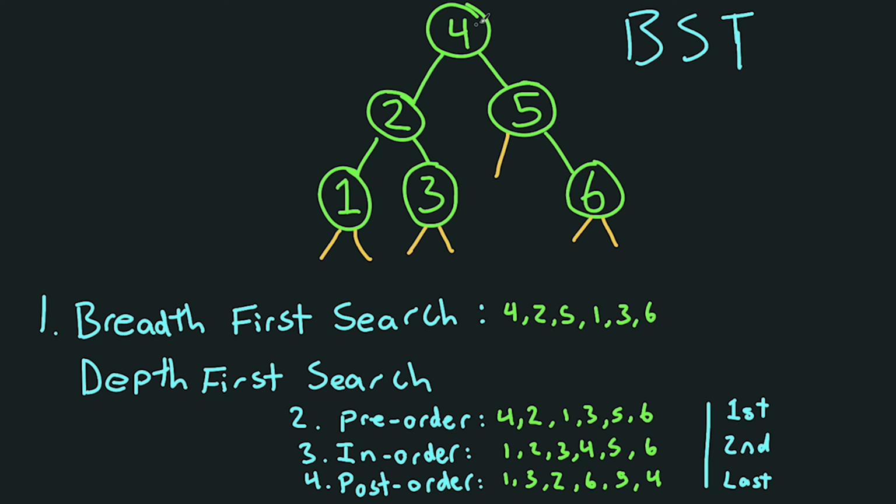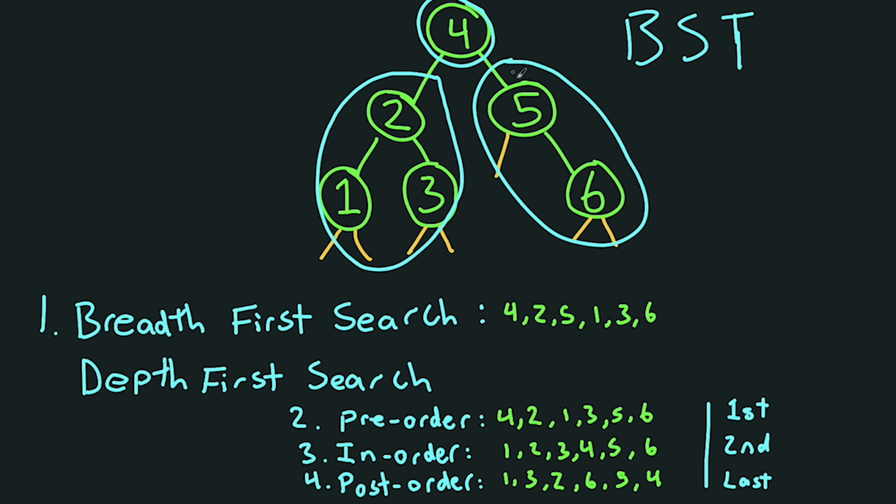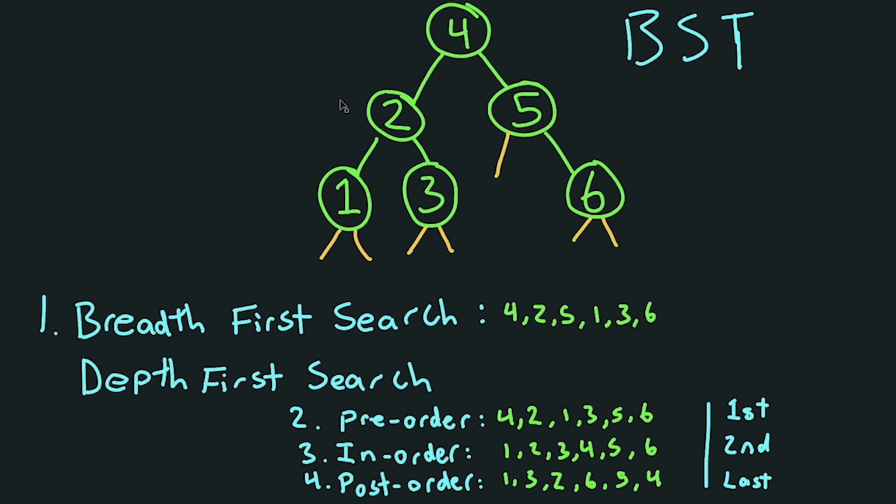What that means is that for any given node in the tree, the elements in its left subtree are going to be less than the node, and the elements in the right subtree are going to be greater than the node. So 2, 3, and 1 are less than 4, and then 5 and 6 are greater than 4. The same rule applies for any node in the tree. So if you look at 2, 1, which is its left subtree, is less than 2, and 3, which is its right subtree, is greater than 2. So that's what a binary search tree is.